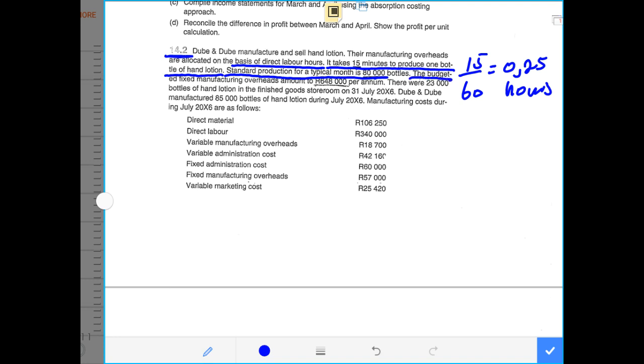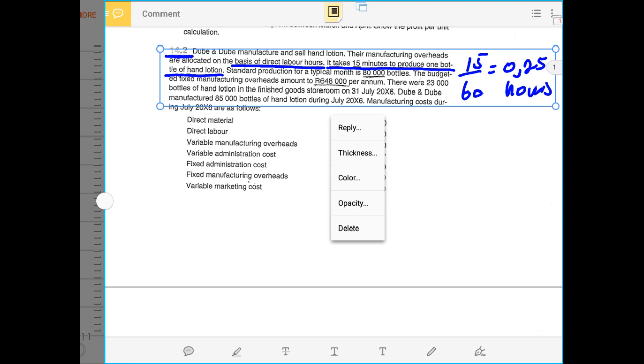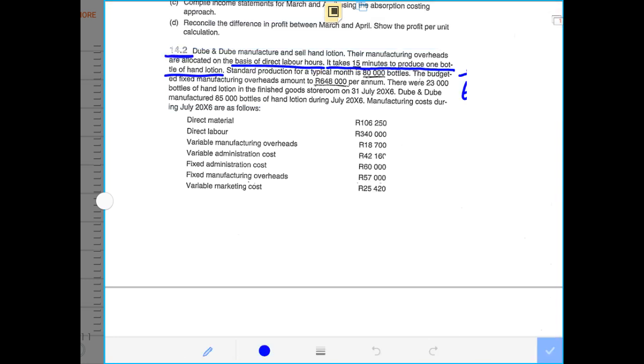And it says the budgeted fixed manufacturing overheads amounted to 648,000. And take note of the fact that this is given per annum. However, our typical production is given to be per month. Our production is 80,000 units, which is per month. However, our budgeted fixed overheads are given per annum. So now if they are given per annum, then we have to convert one so that it becomes either per month or per annum.